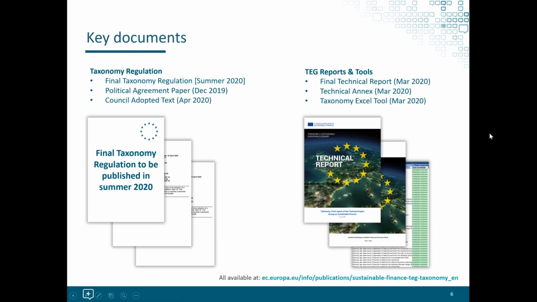So next we have the key documents, which we've listed in this slide, and they're all available at the link at the bottom of the page on the EU Commission's website. These documents are quite lengthy, but they do provide helpful guidance. In particular, the TEG's technical annex, which came out in March this year, is very useful when analyzing technical screening criteria, which we will cover later on. As I mentioned, the finalized regulation will be published in summer this year, so do look out for that.